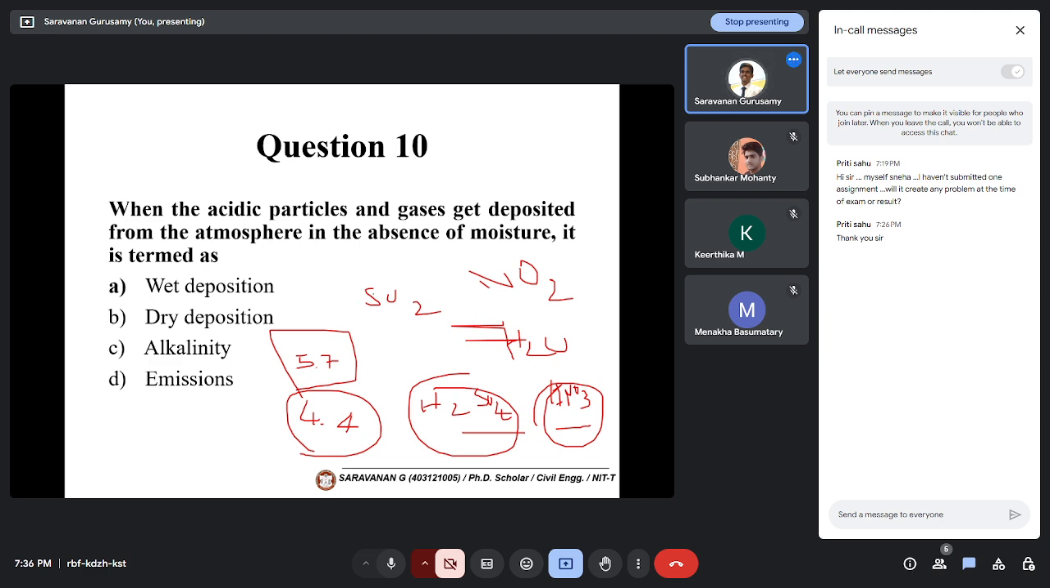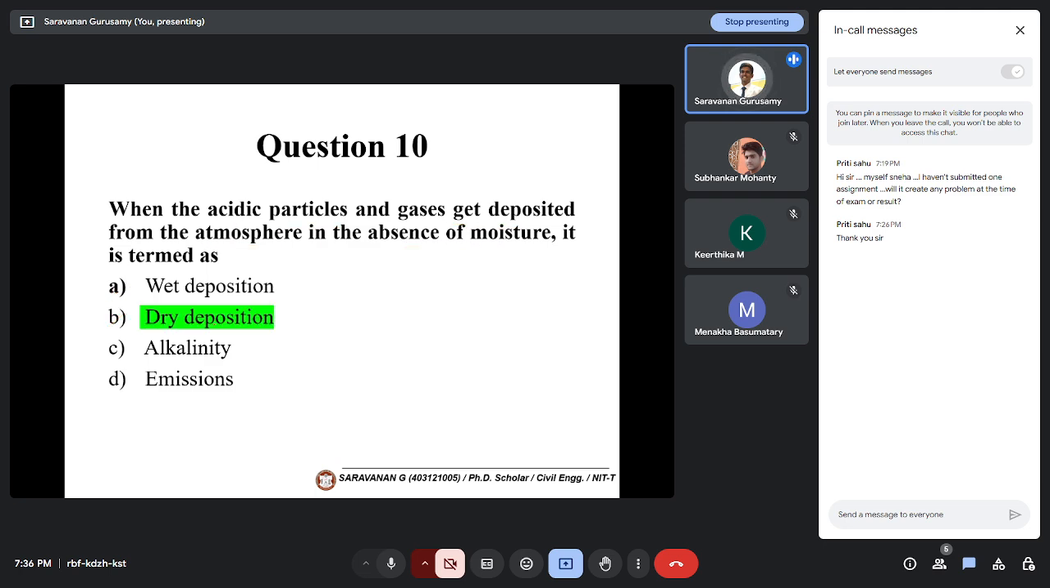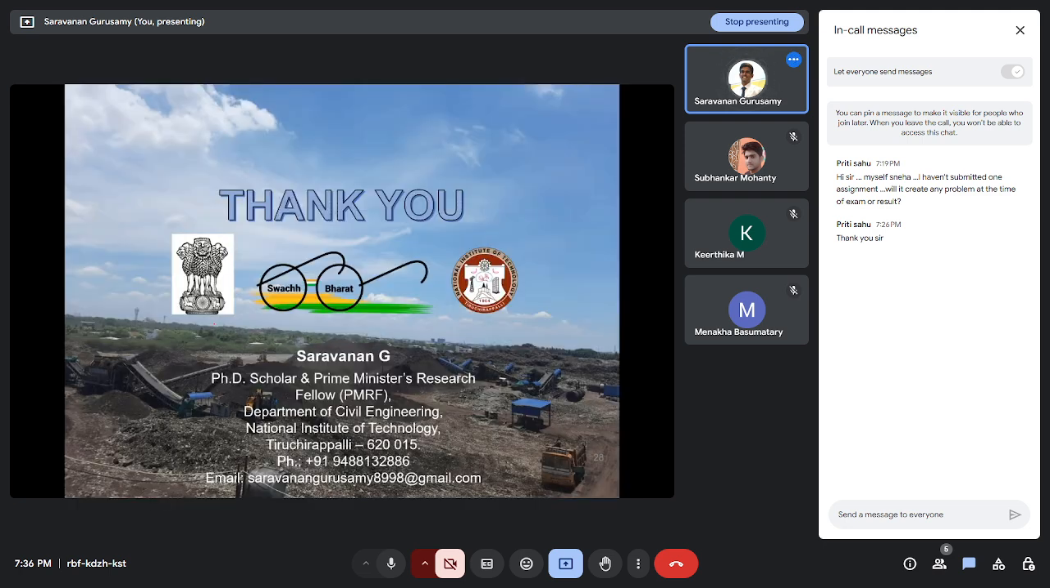So this deposition is happening with or without moisture. There are two types of deposition. With moisture, it is called wet deposition. Without moisture, it is called dry deposition. They are asking about acidic particles deposited in the absence of moisture from the atmosphere, then it is called dry deposition.